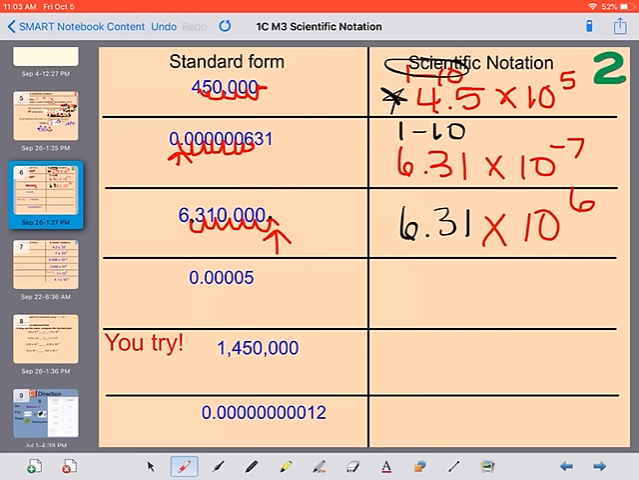Different numbers, but the same number out front. Just because it's the same number out front doesn't mean it's exactly the same number, because this one is really a small number, this one's really a big number. Negatives and positives tell us which way we're moving our decimal.